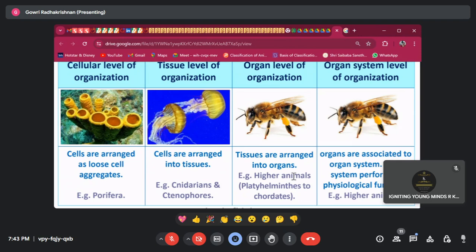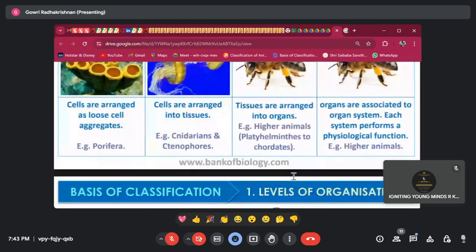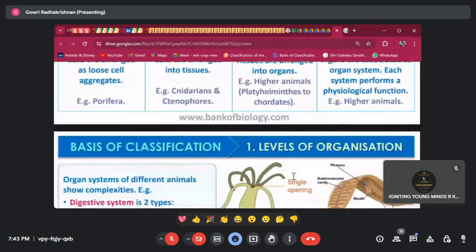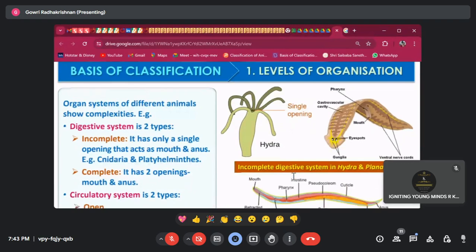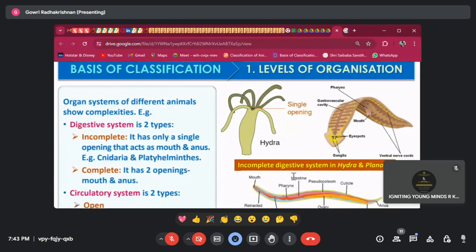Porifera has cellular level of organization. Cnidaria and ctenophores have tissue level of organization, and organ level of organization is present in higher animals, that is Platyhelminthes to chordates. All of them have this organ level of organization. Organ system level of organization is present in only a few, only in higher animals. Another thing we have to see is that the organ systems of different animals show complexities.